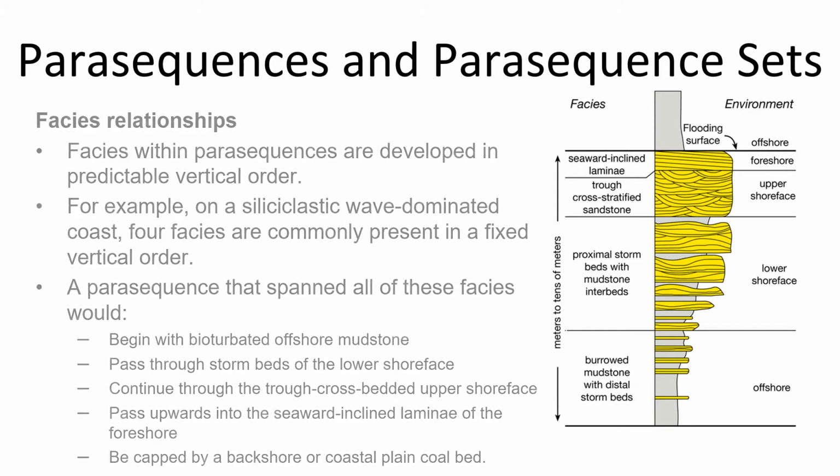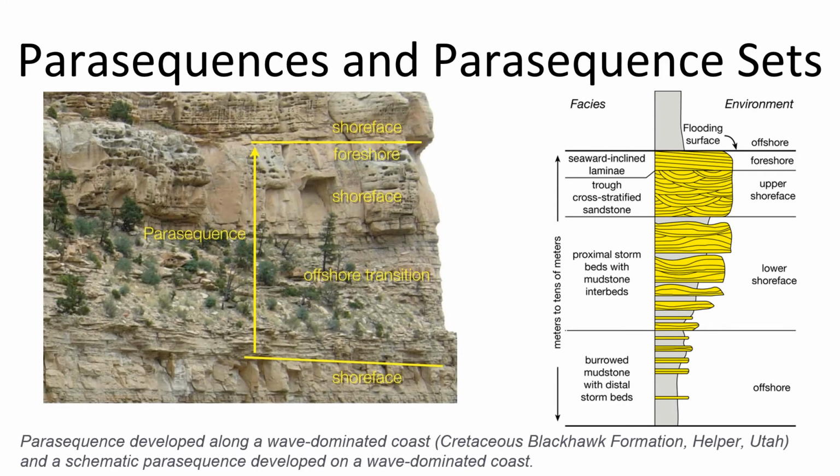So let's look at this in a real-world example. This is an image of a parasequence from the Cretaceous Blackhawk Formation in Helper, Utah, very close to Price, Utah. Beautiful place. And we're looking at a wave-dominated coastline from the Middle Cretaceous. You can see there's a repeating sequence. The shoreface at the bottom and the shoreface at the top.